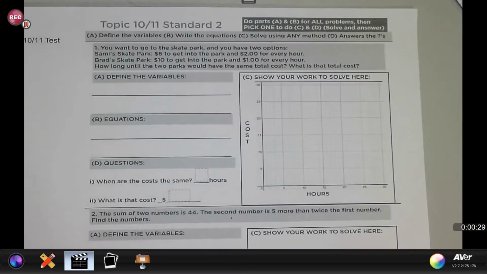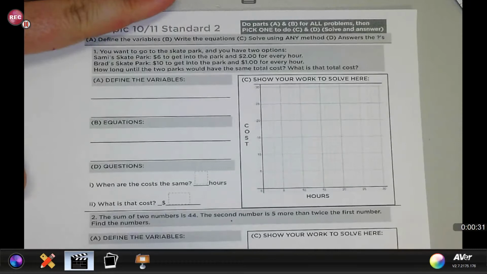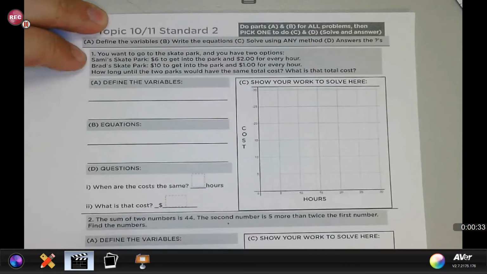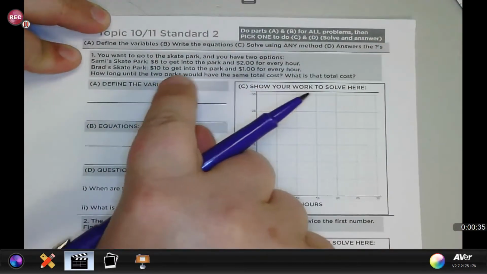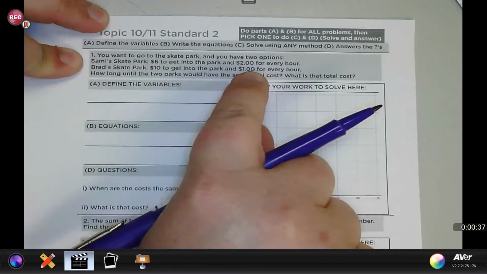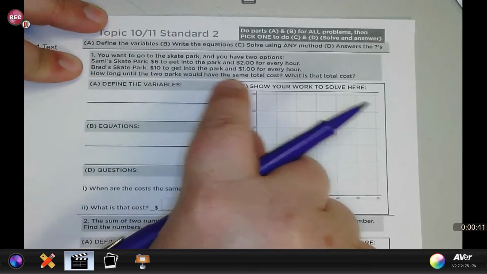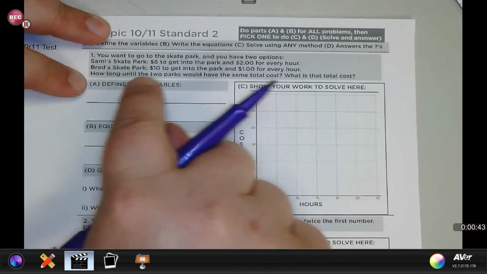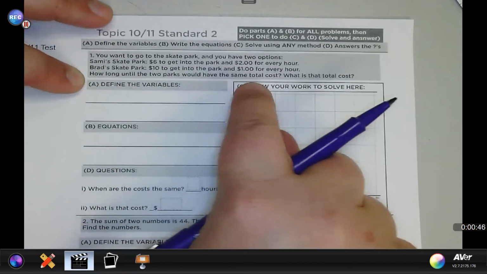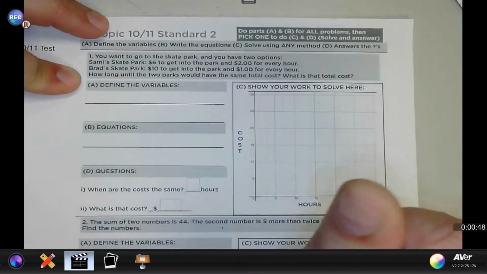So the first one says you want to go to a skate park and you have 2 options. Sammy's skate park is $6 to get into the park and $2 for every hour. Brad's skate park is $10 to get in and then only $1 for every hour. How long until the 2 parks have the same total cost? What is that total cost?